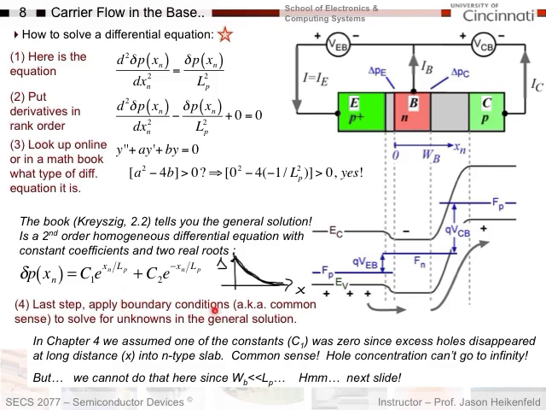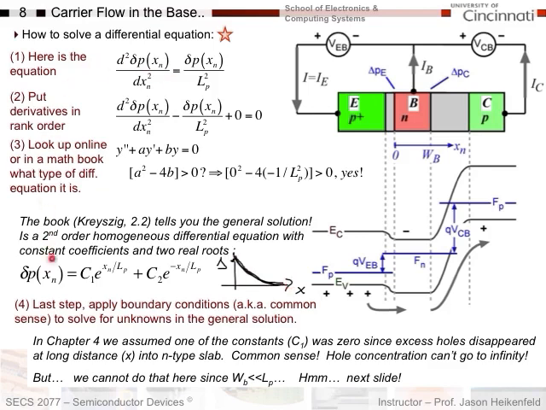Now, unfortunately, that's not what we can do here. Most differential equations, you could do something simple like that and get the solution, which is the same solution we showed on the previous slide of carrier concentration showing up and going into a semiconductor and decreasing with distance. But for the BJT, it's going to be far more complicated.